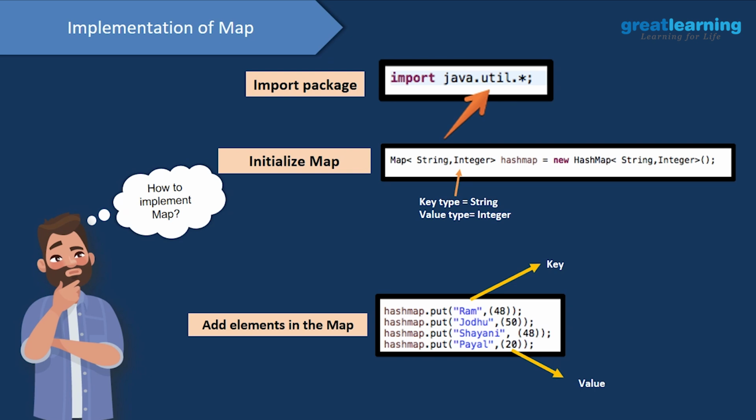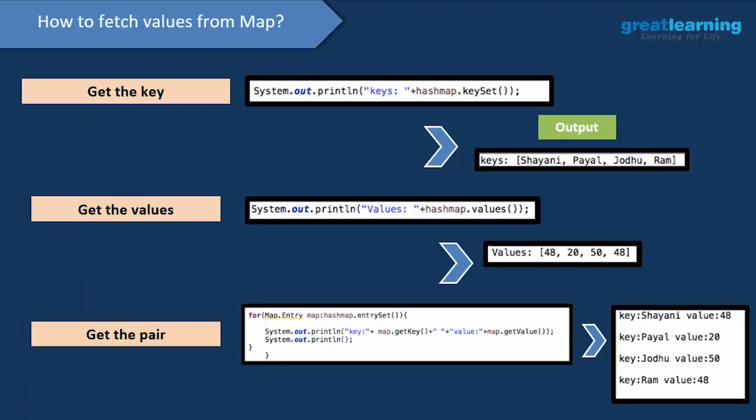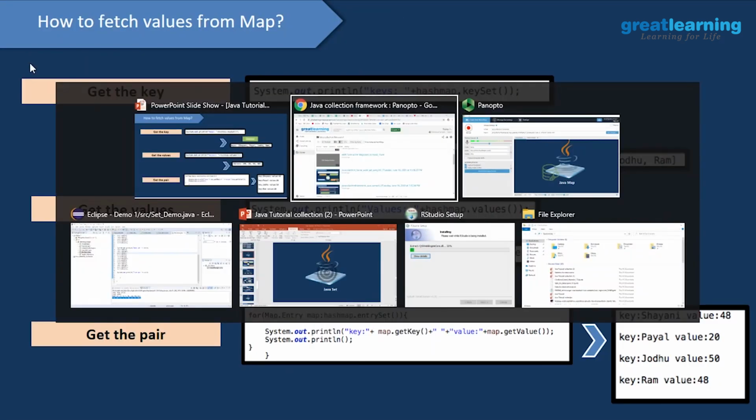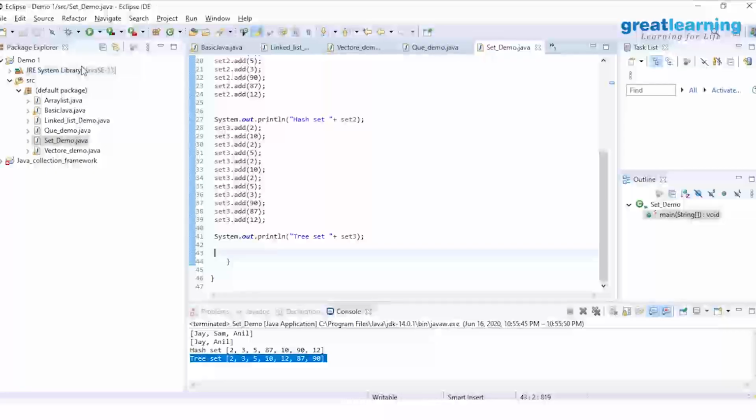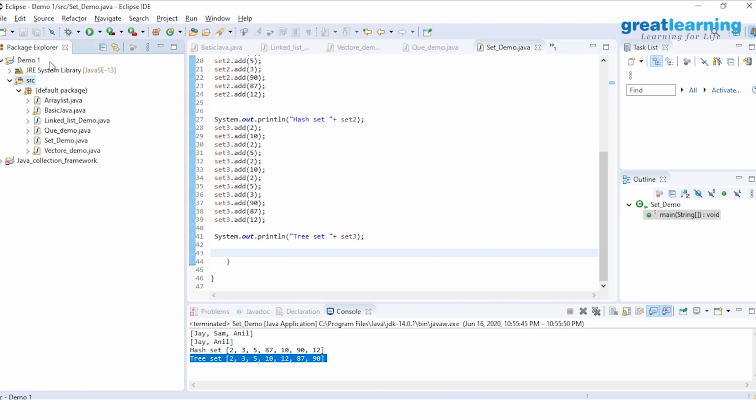Now you need to put the map name; I gave it as a hashMap. Now you need to create the object the same way: new HashMap, then again specify the key type and the value type, then the brackets. This is how we use it. When we add an element to the map, we use the dot put function. And how we can get the keys, the values, and the pairs, we will see everything in Eclipse. Okay, so let's see how we can do that. Here again for the map, we are going to make one new class under the source folder.